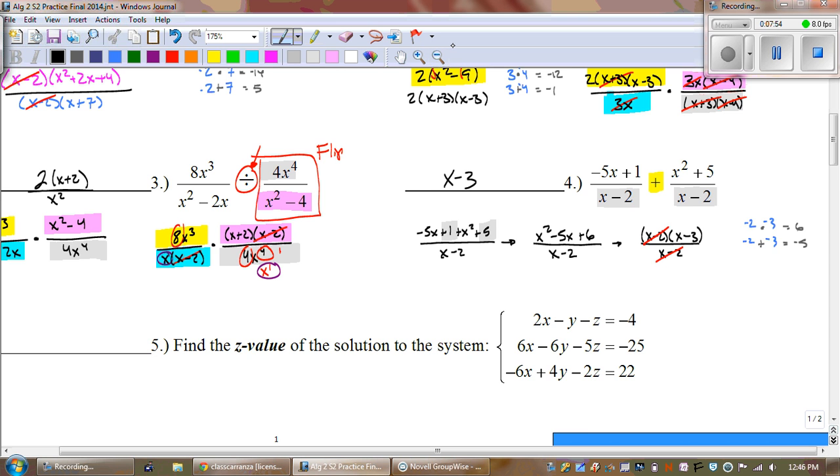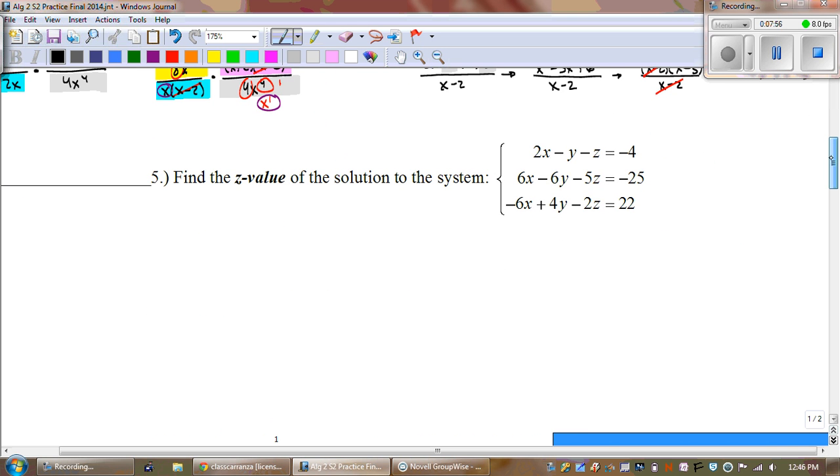Okay, number 5. 5 says to find the z value of the solution to the system. Okay, so remember that when we talk about this, that we have A, B, and C. So A, B, and C. To start canceling things, we need to start with A and B.